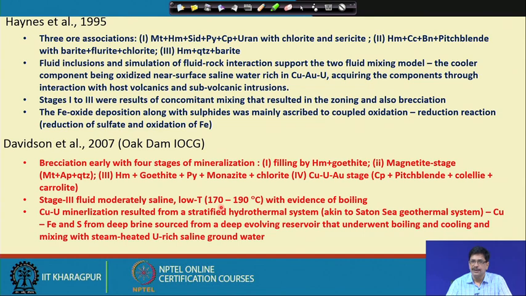So, the other component was deciphered to be a steam heated, uranium rich oxidized fluid, because in order to have uranium dissolved in the fluid, it has to be an oxidized fluid so that it can carry uranium. And fluid mixing has to be invoked in order to get the uranium deposited in the form of the +4 insoluble oxide form.